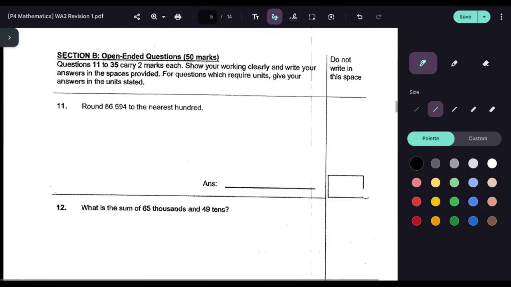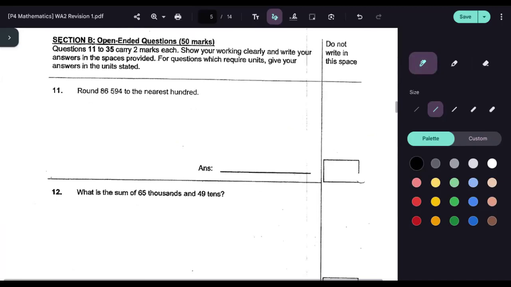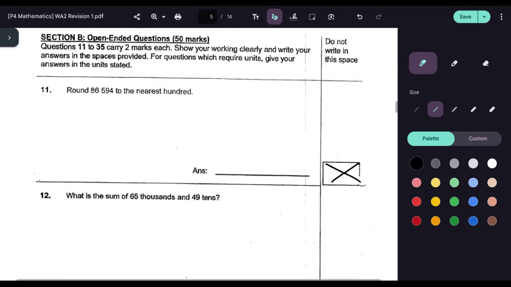Alright. Let's go on to section B. Okay, I think I might have time to cover the next one. Okay, let's see how long we finish this. Okay. Questions 11 to 35 carry 2 marks. Okay, so you need to show your working clearly.